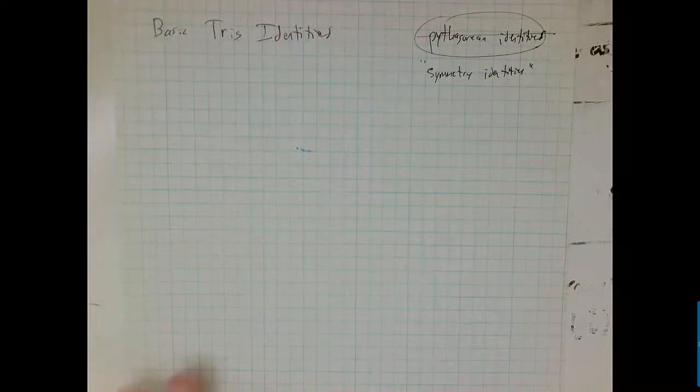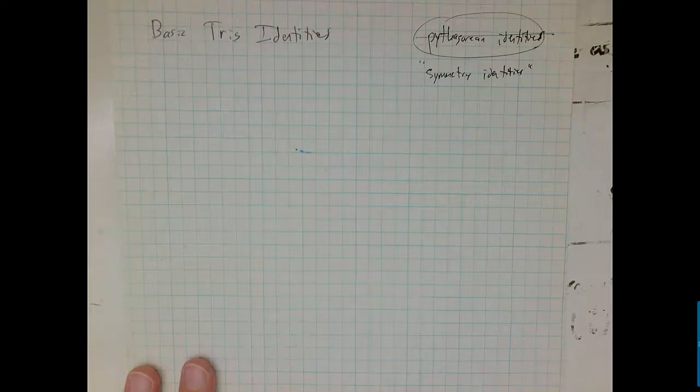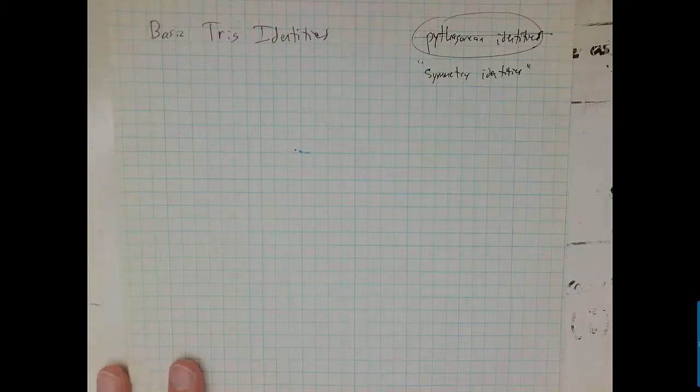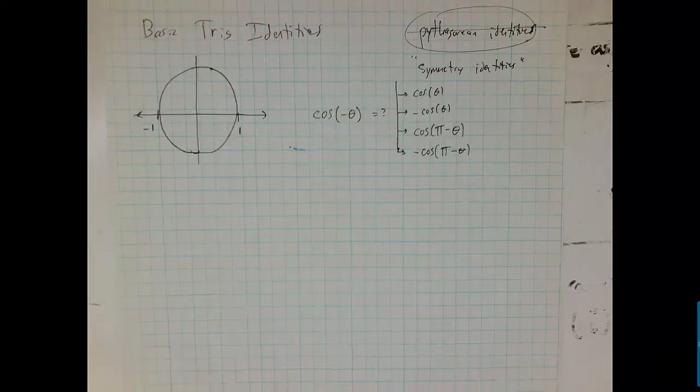Okay, so we talked about the Pythagorean identities. The last set of basic trig identities are what I am calling the symmetric identities because they're all based on how the trig functions are symmetric or describe things that are symmetric in the unit circle. So let's take a look.